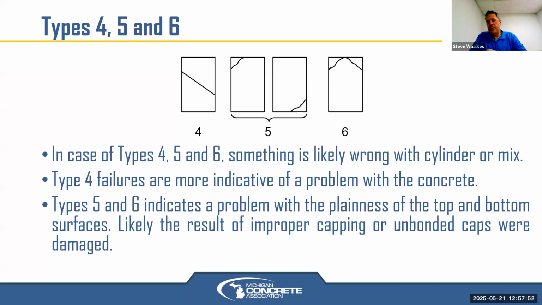But no, types 4, 5, and 6, typically something is wrong. There's something weird going on with the concrete. Type 5 might be that you stop the test early if it's just a little corner break off the side. Type 6, maybe a capping issue.